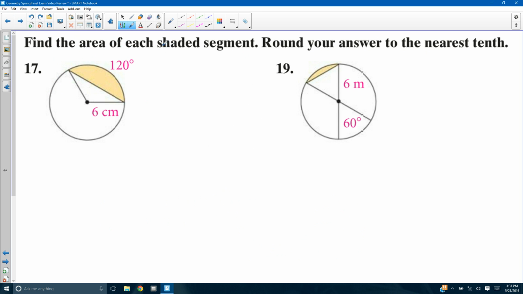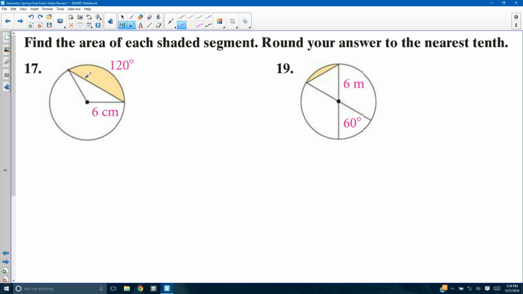Find the area of each shaded segment, round your answer to the nearest tenth. Okay, I don't believe these were necessarily homework problems that you had, but they were requested of me to do, so I'll go ahead and do them for you either way. We've got to find the area of this shaded segment right here for this one. It's going to be required for us to find two things first: the area of this sector, and then the area of this triangle. If I subtract the triangle from the sector, I will get this segment right here.